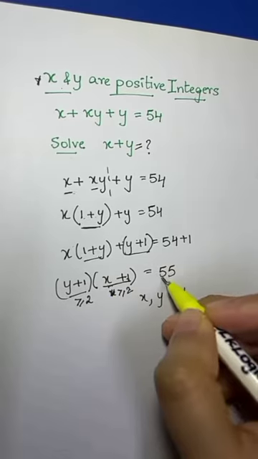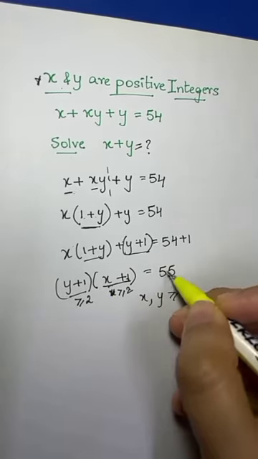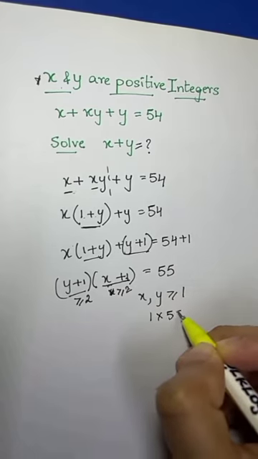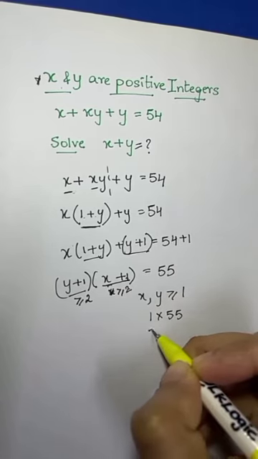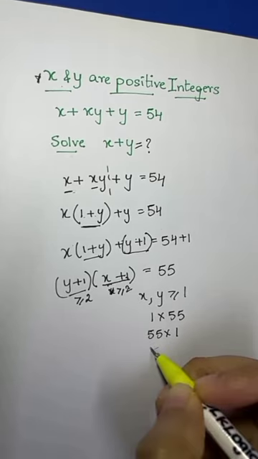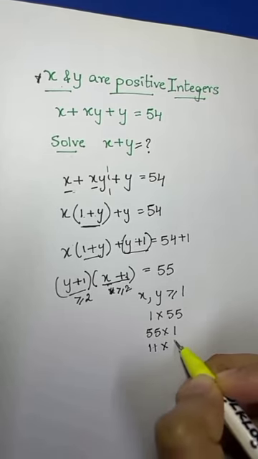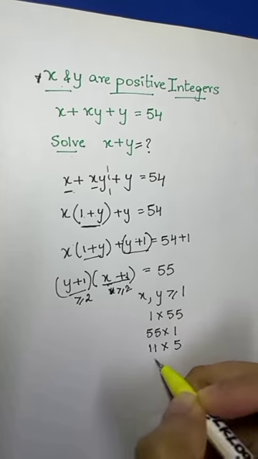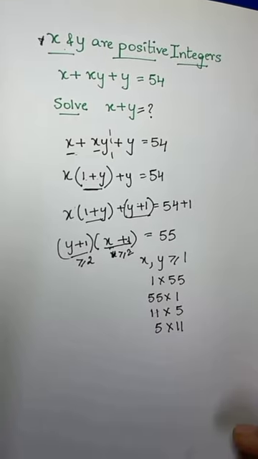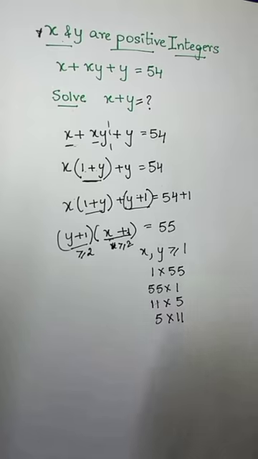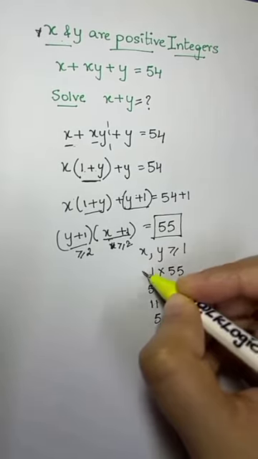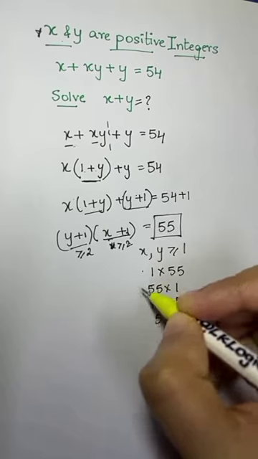Now let's factor 55. What are the factors we can have for 55? We can have 1 times 55. Then we can have 55 multiplied by 1. Then we can have 11 times 5 is 55, and then 5 times 11 is 55. So we can have 4 factor pairs of 55: the first one, second one, third one, and fourth one.